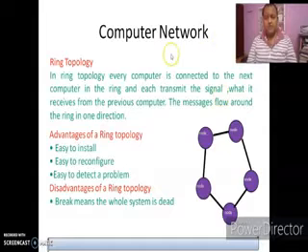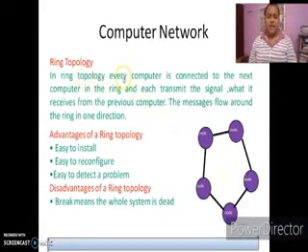Now next is ring topology. Ring means, taking an example from mathematics, that the first point and the last point should be the same, or the first point is connected to the last point. In it, each node is connected to its adjacent nodes. In ring topology, every computer is connected to the next computer in the ring, and each transmits the signal it receives from the previous computer.